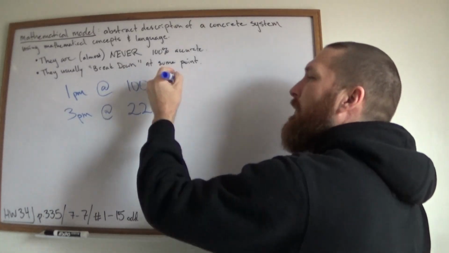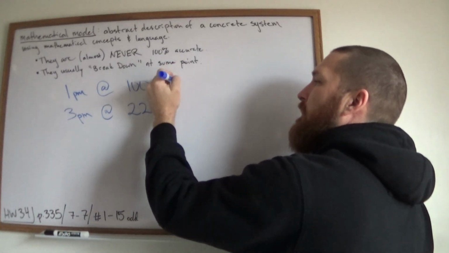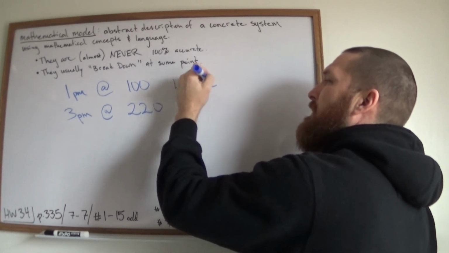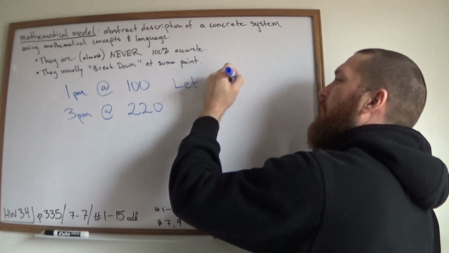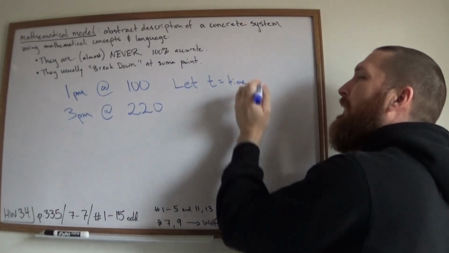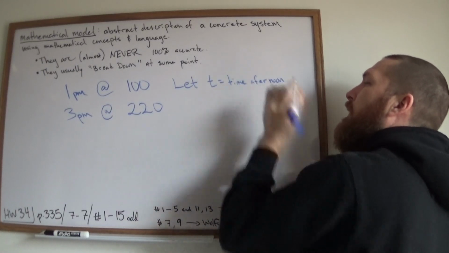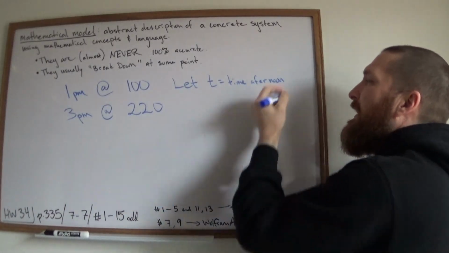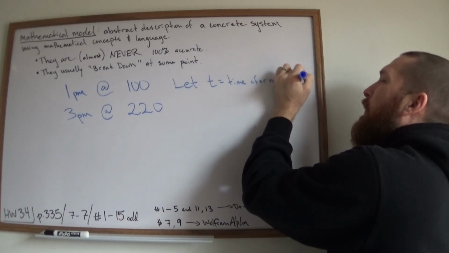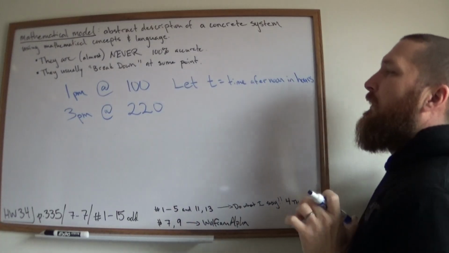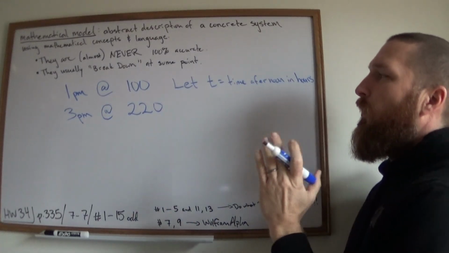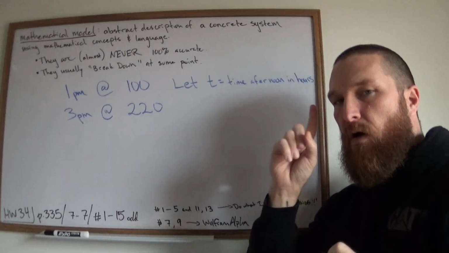We have time and miles. So I'm going to define some variables. I'm going to say let t equal the time after noon on the day in question, in hours. Okay, so every time t moves over 1, you've gone 1 hour.